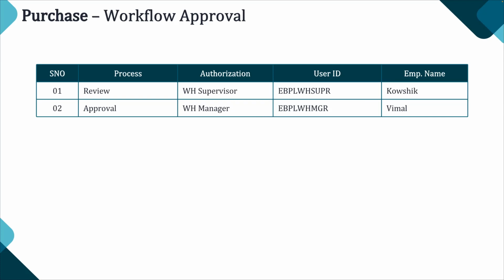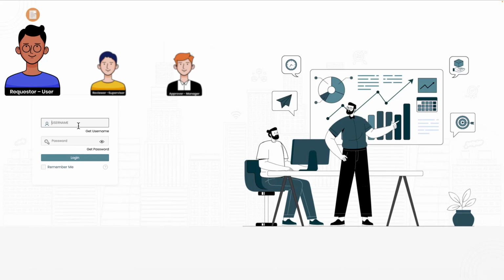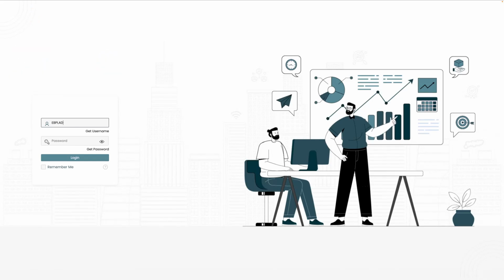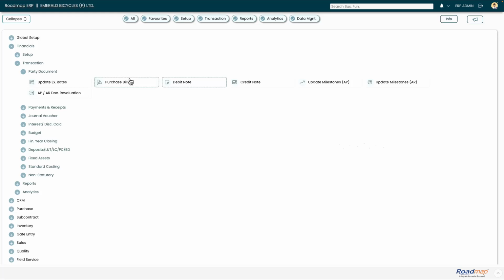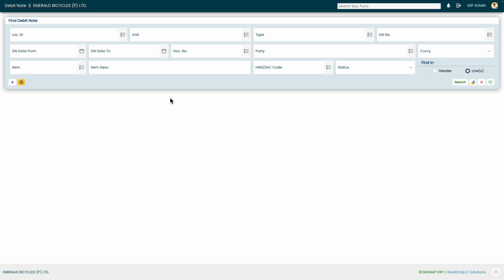Now let me show you how you are going to proceed in our ERP. This is our login page, and we'll be entering as user. After giving a username and password, click on login. Now move on to your financials. At transaction, you have your debit note. So click on this debit note. This is the page of your debit note, which is a document issued by a buyer to a supplier to reduce a payable amount due to reasons like purchase return, damaged goods, or overbilling. So it serves as a formal record of adjustment in accounts between you and the vendor.